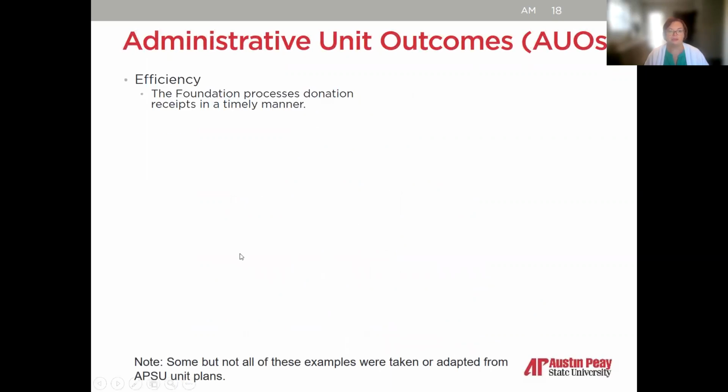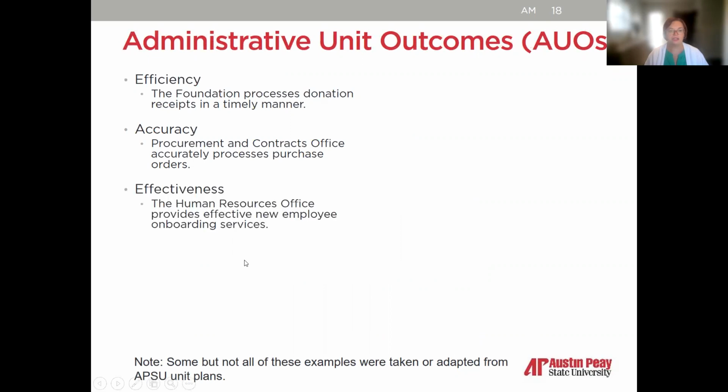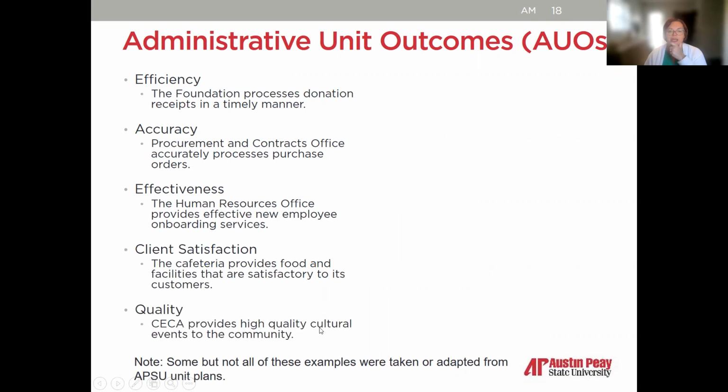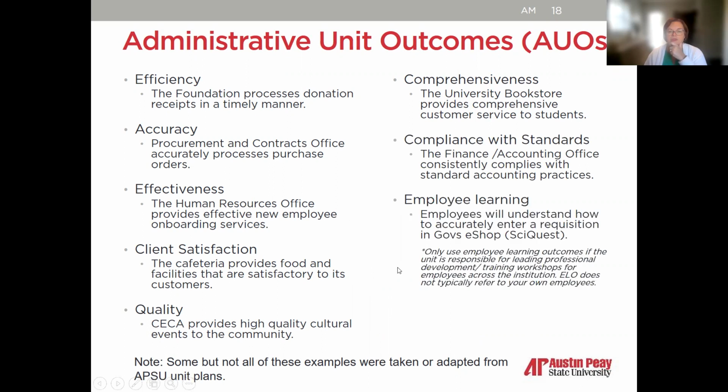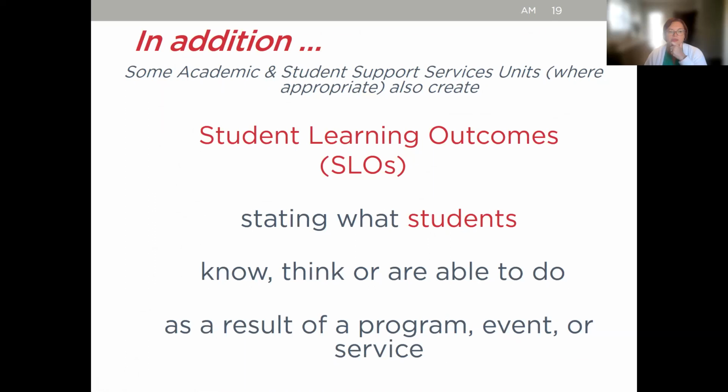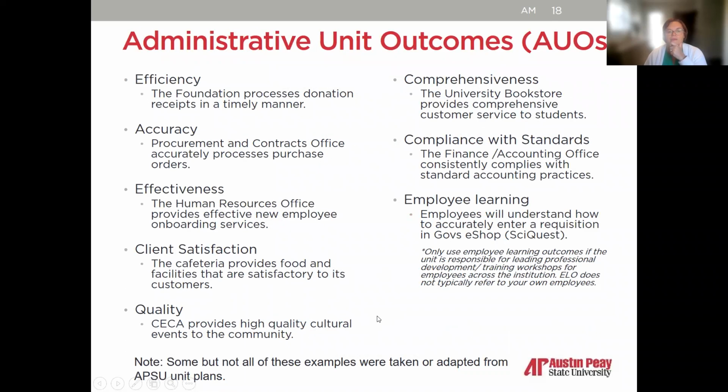Okay, there are a lot of examples on this slide, and some of you probably have seen these before. We just wanted to give really basic examples of these different facets of AUOs and what outcomes for those items might look like. You can see all of these are pretty simple and basic. You don't have to be overly complex in your outcomes. In fact, it's better if you're not.